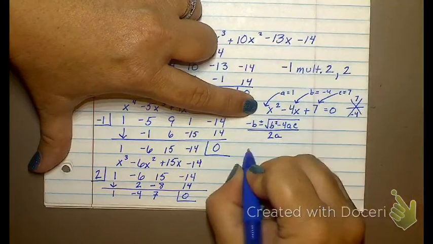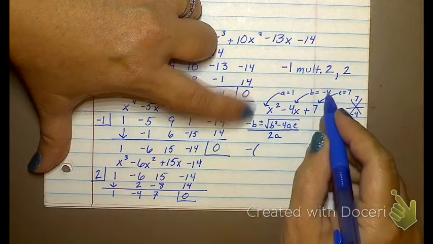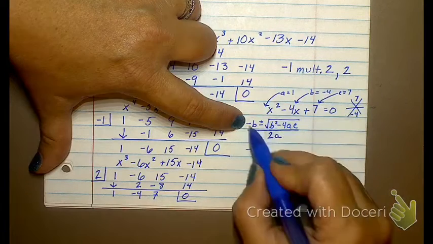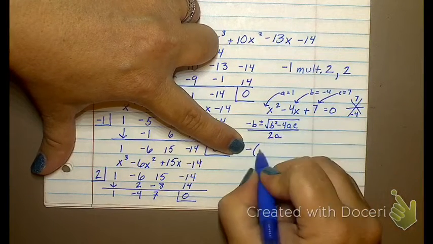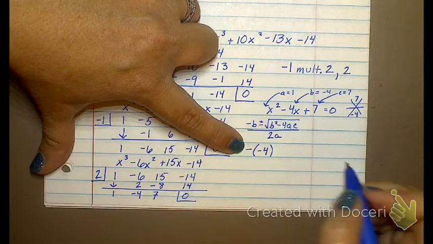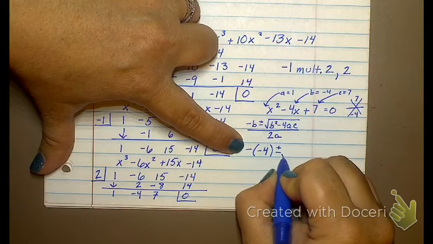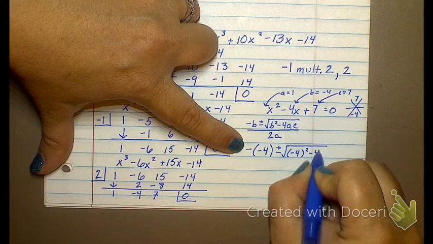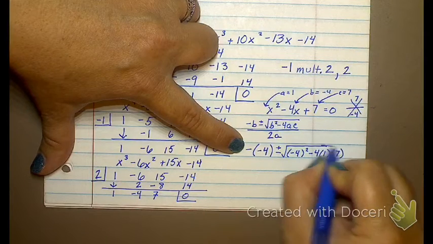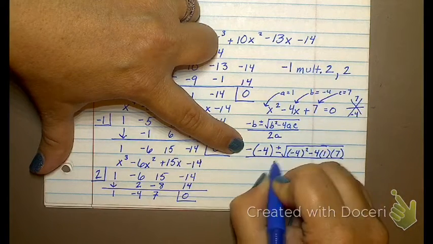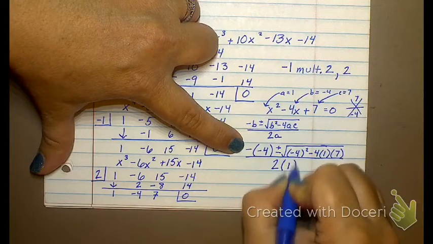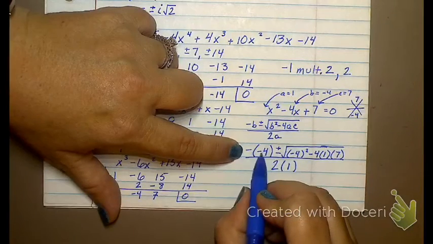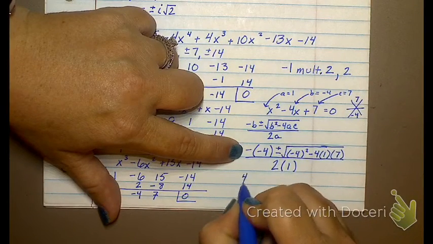So, negative B, well, B is negative and there's a negative in the formula. Does that mean I put 1 negative or 2? There's the negative from the formula. I'm going to plug negative 4 in right here, so it's going to end up turning positive. Plus or minus the square root of negative 4 squared minus 4 times 1 times 7 all over 2 times 1. Okay, let's do some simplifying. Negative times negative 4 gives me a positive 4.